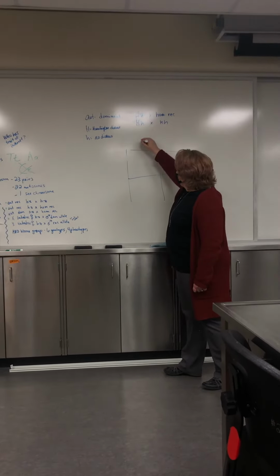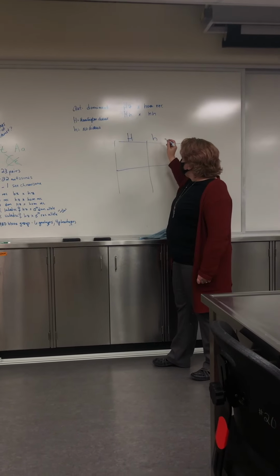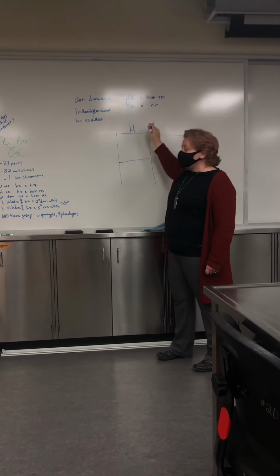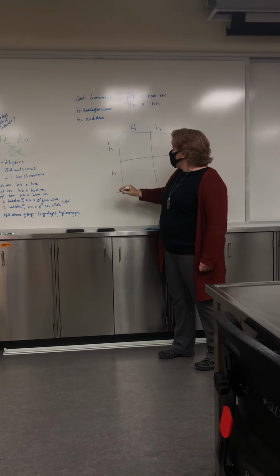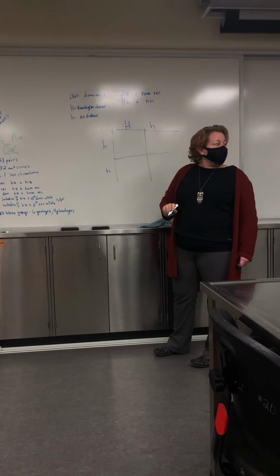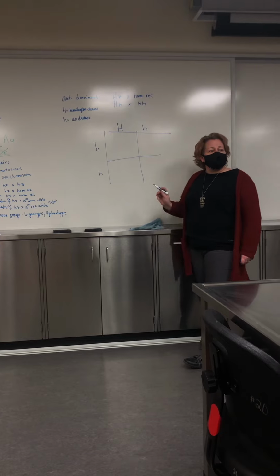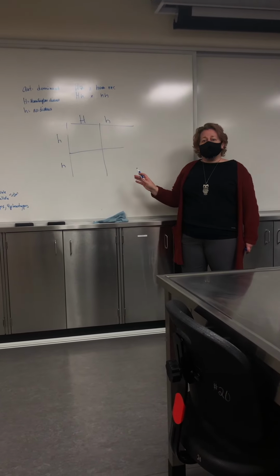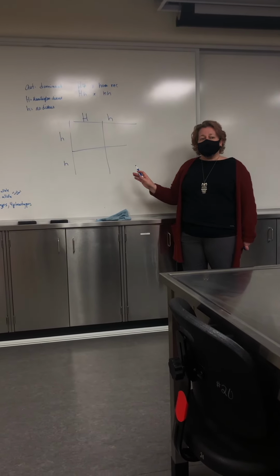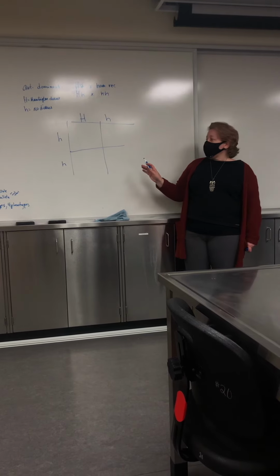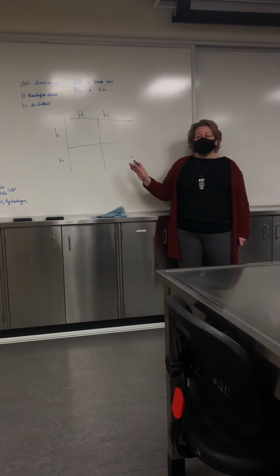You have a heterozygote. You set up a large H, small h. You have a homozygous recessive. You set up a small h and a small h. Go ahead and fill in your Punnett square. Does everybody agree with my setup? Check your answers before you fill it in. It gets messy if you get them wrong. Make sure you're setting it up the same as me. Yes?